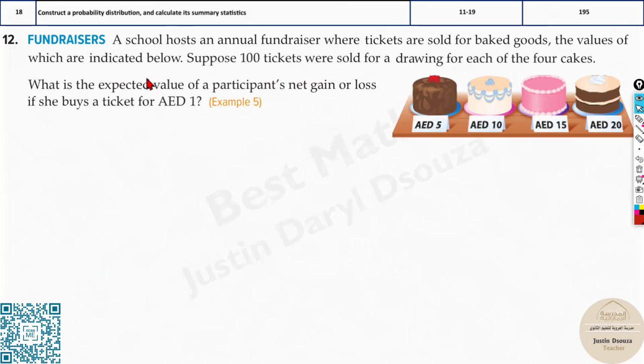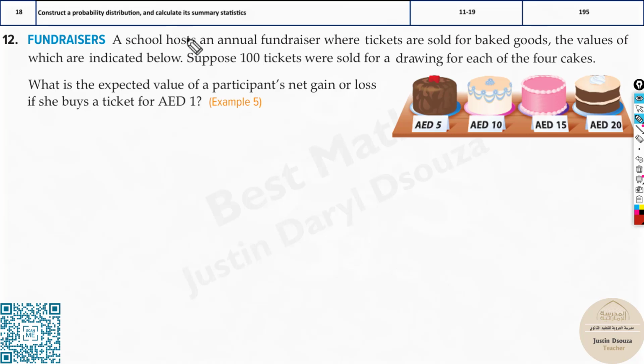The next problem is also similar. It's about fundraisers. A school hosts an annual fundraiser where tickets are sold for baked goods, the values of which are indicated over here. You can see there are 4 different types of cakes and they cost so much. Suppose 100 tickets were sold for the drawing for each of the 4 cakes. What is the expected value of a participant's net gain or loss if she buys a ticket for 1 dirham? So 1 dirham is 1 ticket, there are a total of 100 tickets, so the total money they will gain is 100 dirhams.